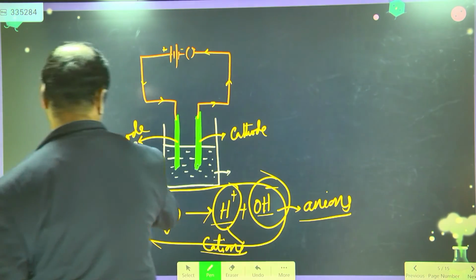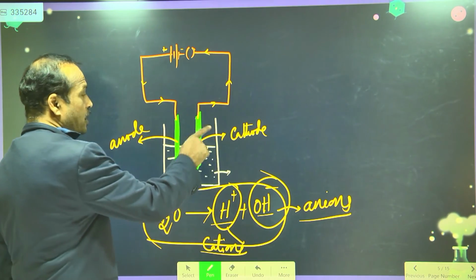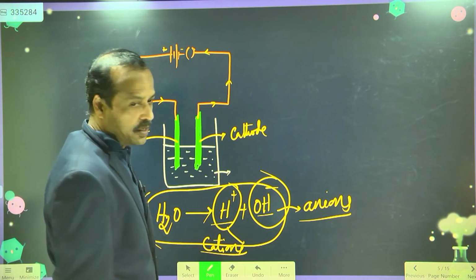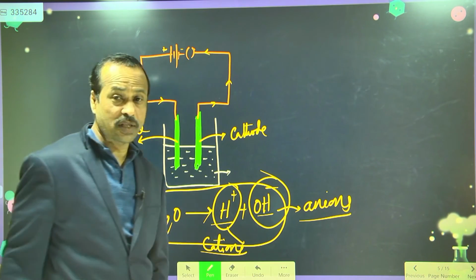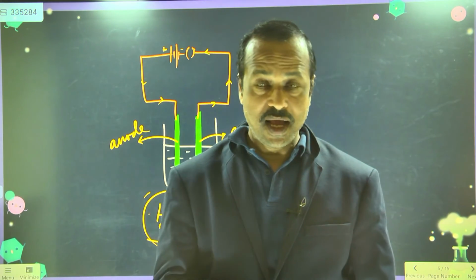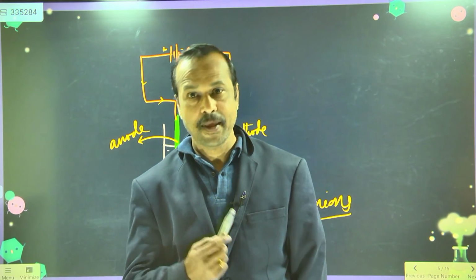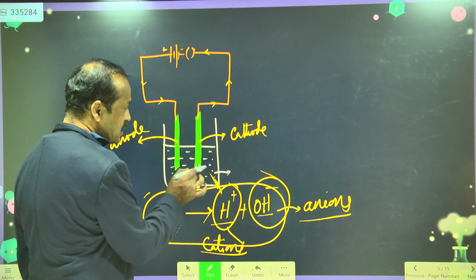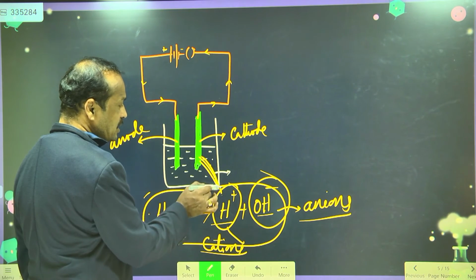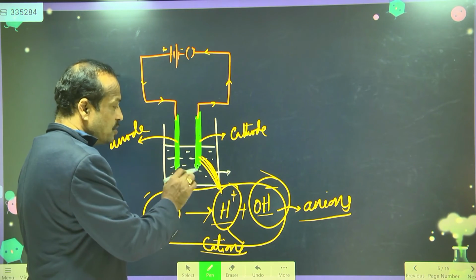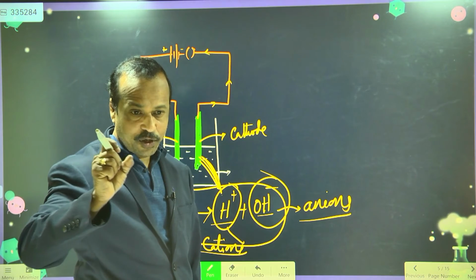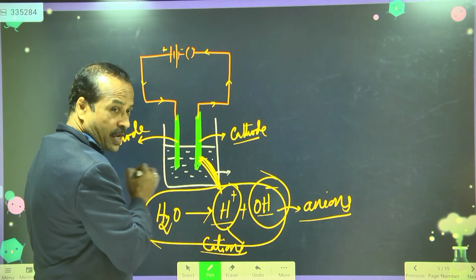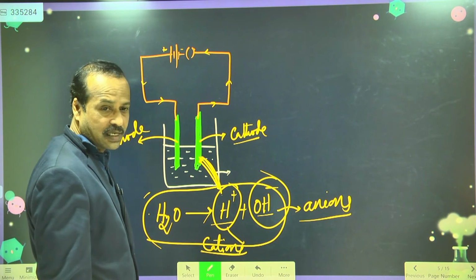The positive electrode is called the anode, and the negative electrode is called the cathode. But for ions, positive are called cations, negative are called anions. Why? Because you know that like charges repel and unlike charges attract. So whatever positively charged particles are there are attracted towards the negative charge, because opposite charges attract. They are attracted towards the cathode, so that's why they are called cations. Is this clear to you?